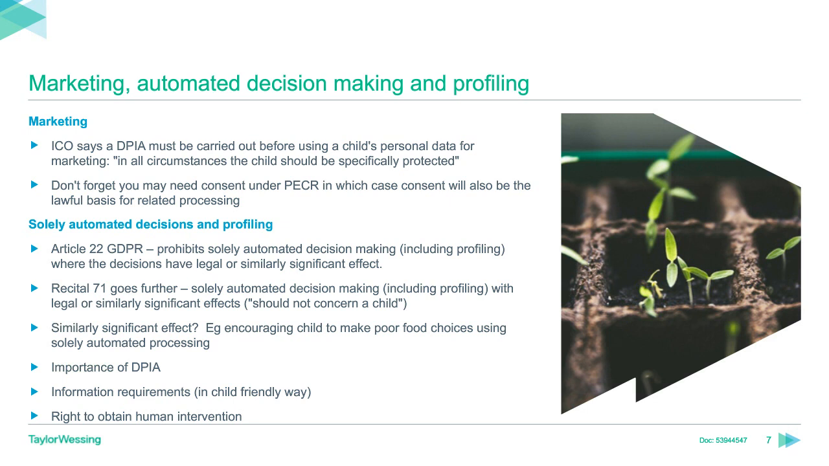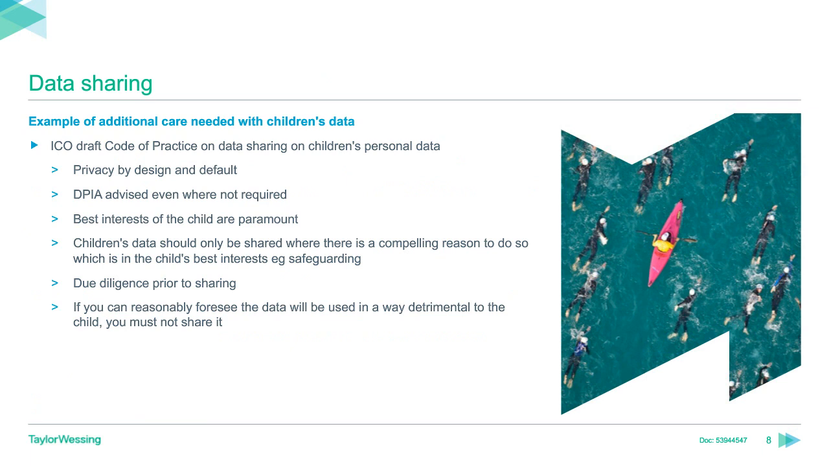The ICO's recently updated draft code of practice on data sharing is yet another example of the additional care you have to take when dealing with children's personal data. The emphasis here is on privacy by design and default, and again, a DPIA is advised, even where not mandatory, if you're planning on sharing children's data. The best interests of the child are paramount, and their data should only be shared where there's a compelling reason to do so, which is in the child's best interest, for example, for safeguarding. Where data is going to be shared with a third party, due diligence checks should be carried out. If you can reasonably foresee that the party will use data in a way which is detrimental to the child, you shouldn't share it at all.